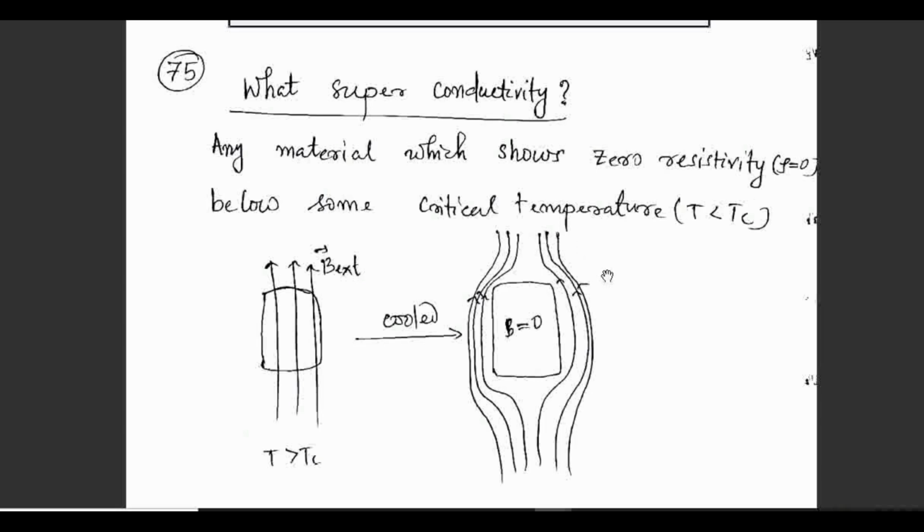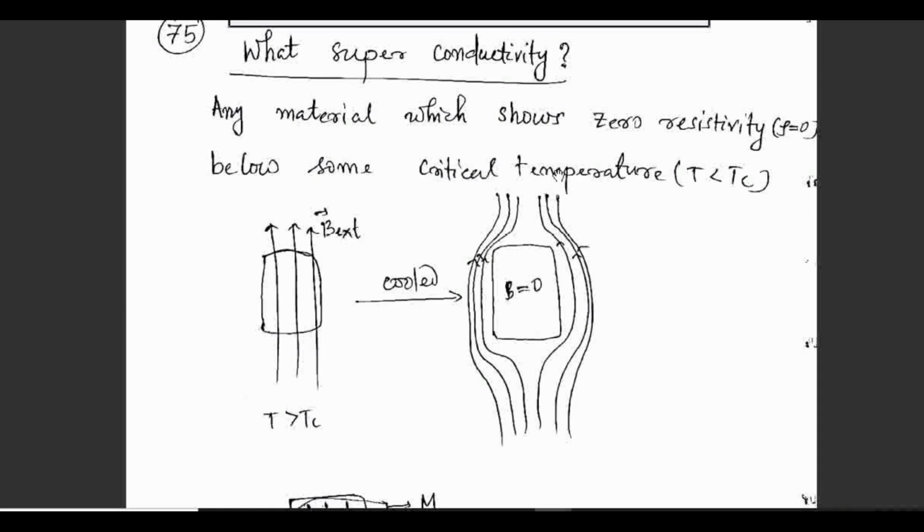Actually, a superconductor is nothing special, because it appears only below some temperature. The material is the same, but below some temperature it behaves in a particular way and shows some character. Then it is known as a superconductor, like T smaller than Tc.